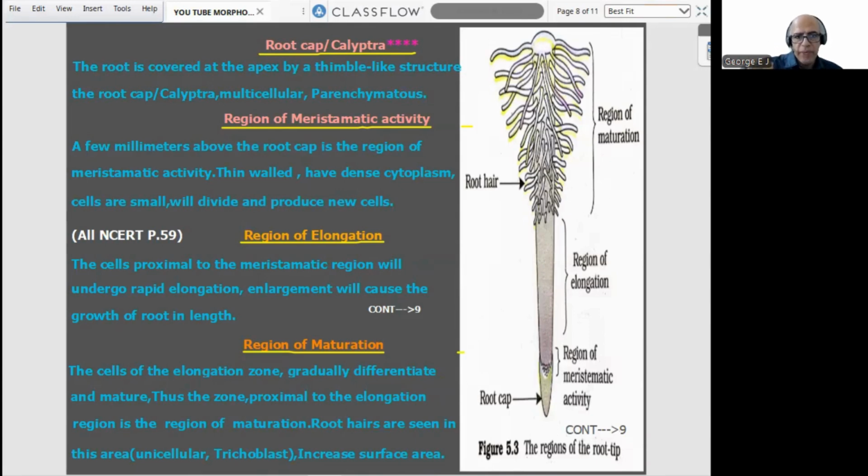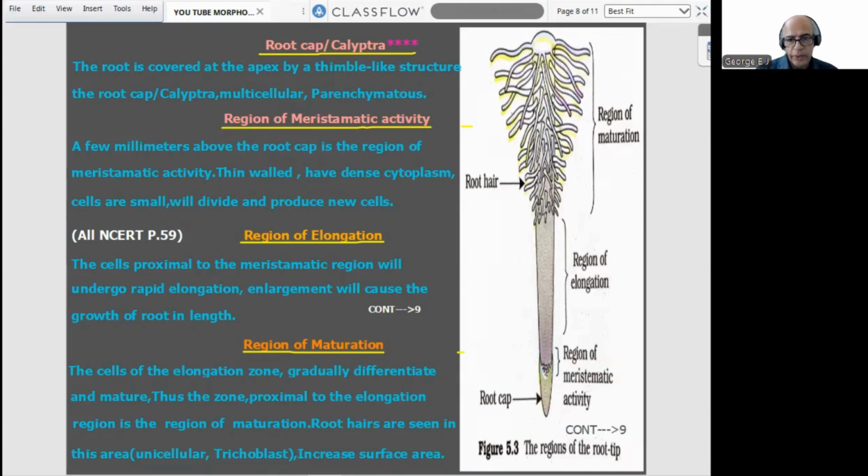So the root is covered at the apex. Apex means tip, by a thimble-like structure. That is called root cap or calyptra. See this part they are mentioning. This is going towards the soil. So to protect the soft part of the root tip, it is covered by the root cap, for protection. The root cap, otherwise called calyptra, is multicellular and parenchymatous.